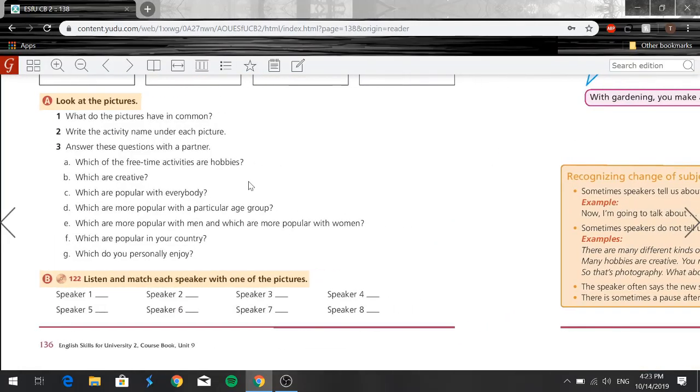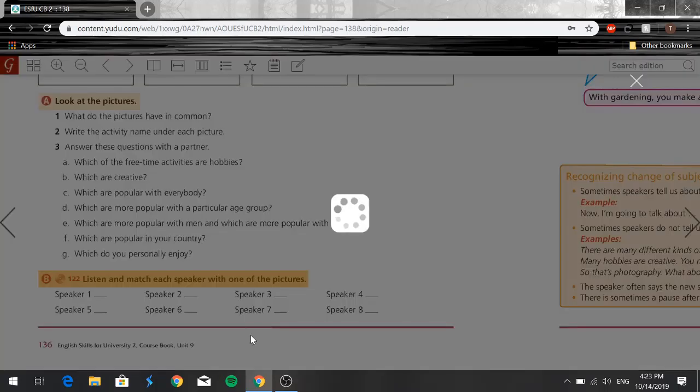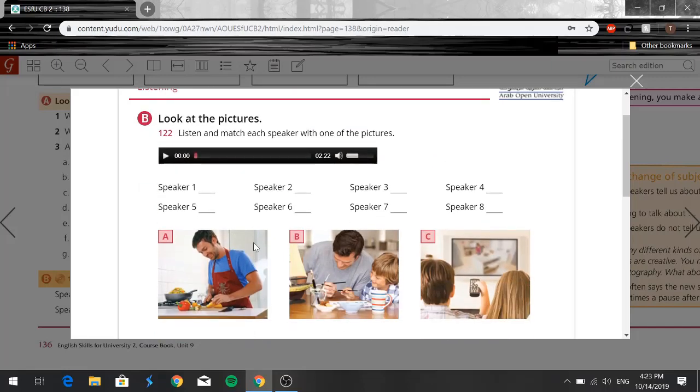Now let's move on. Here we have: listen and match each speaker with one of the pictures. Alright, so let's take a look here. We're going to be listening to descriptions of these hobbies, and we're going to match each speaker with the letters on the pictures, okay? So here we go. Have a listen.